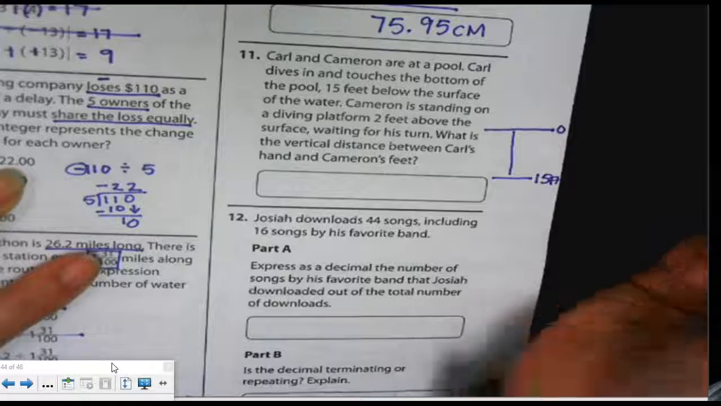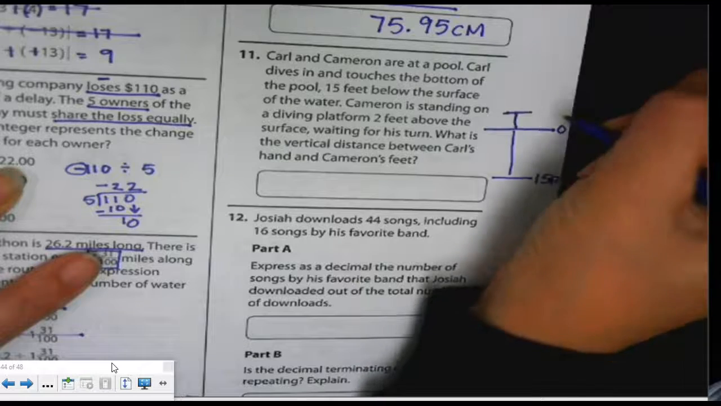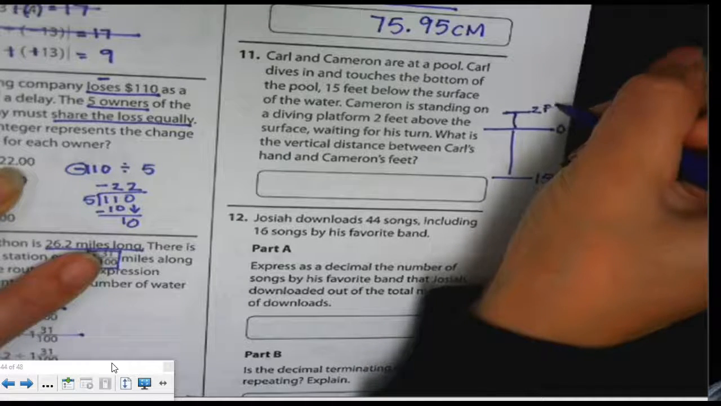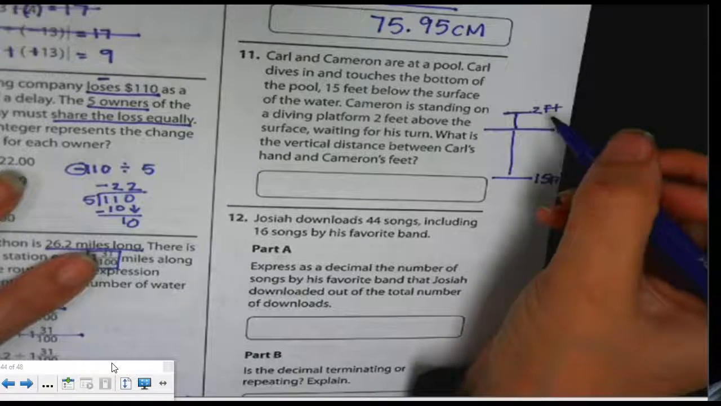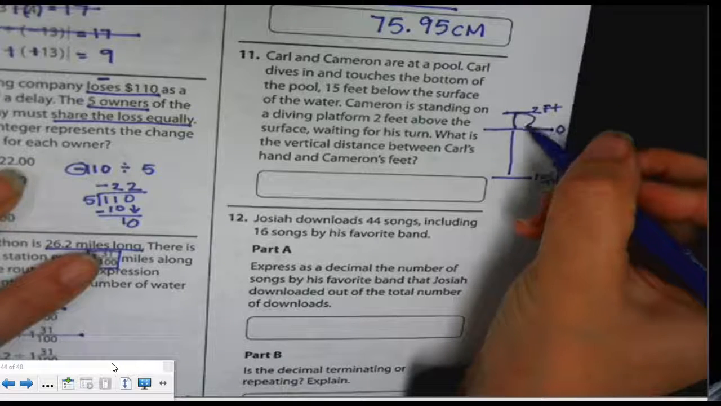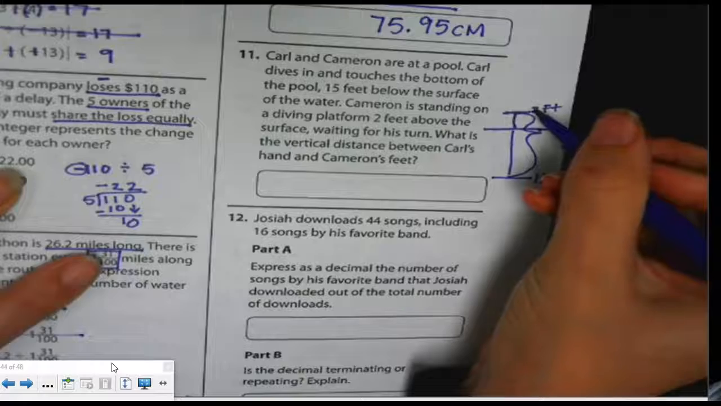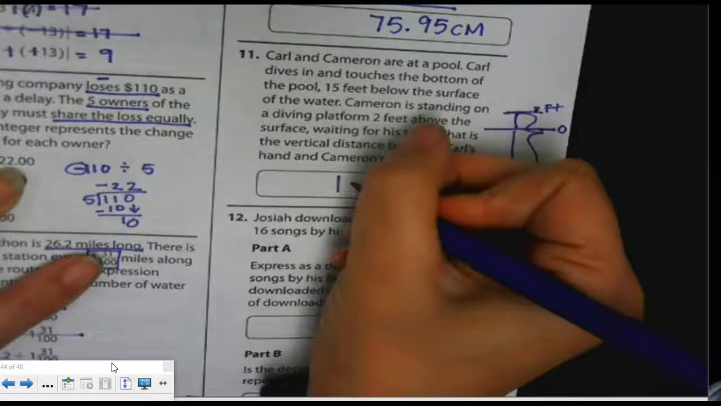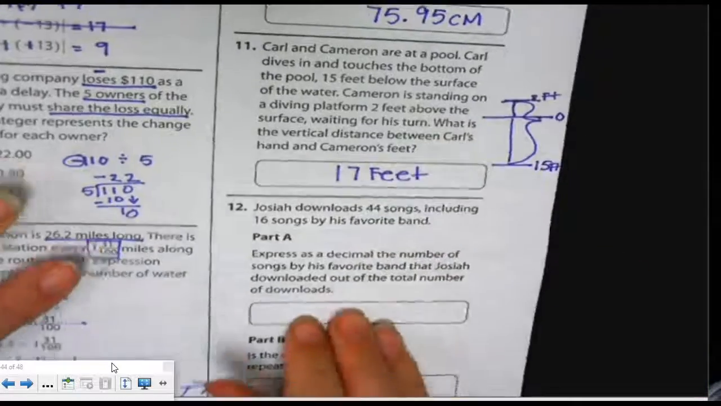But then we have that Cameron is standing above the pool on a diving board, which it says is 2 feet above the surface. So they want to know the vertical distance between Carl's hand and Cameron's feet. So from here to here is 15. From here to here is 2, so I would add them together, and you should get that it's 17 feet. Again, do not forget your units or you do not get full credit.